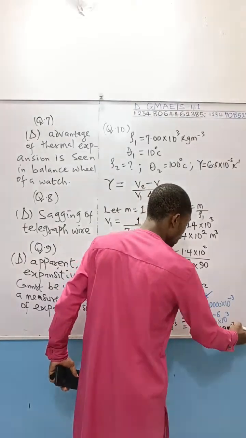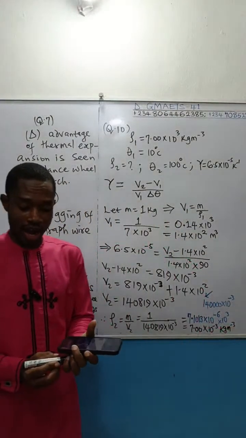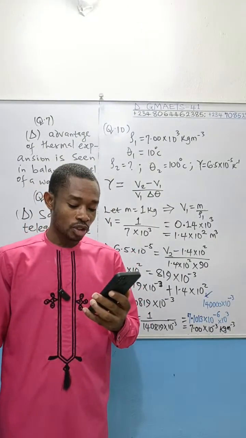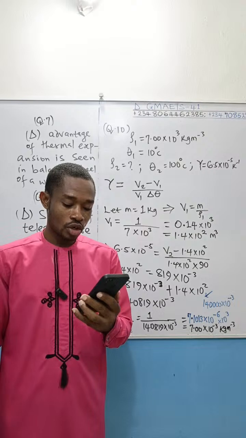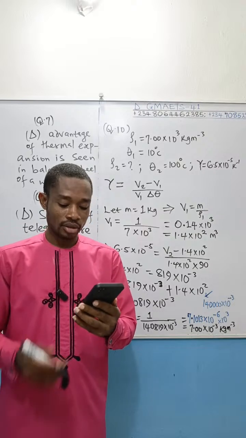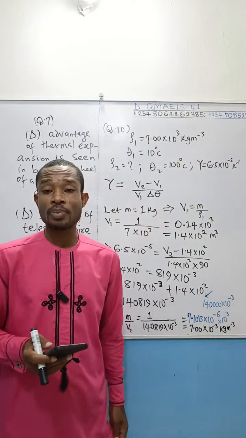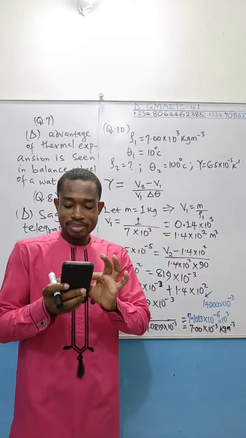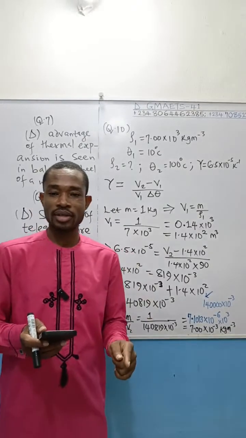Kilogram per cubic meter. So this is actually what I arrived at, which goes with option D, 7.00 times 10 to the power of 3. But I'm assuming it's supposed to be minus 3 anyway.